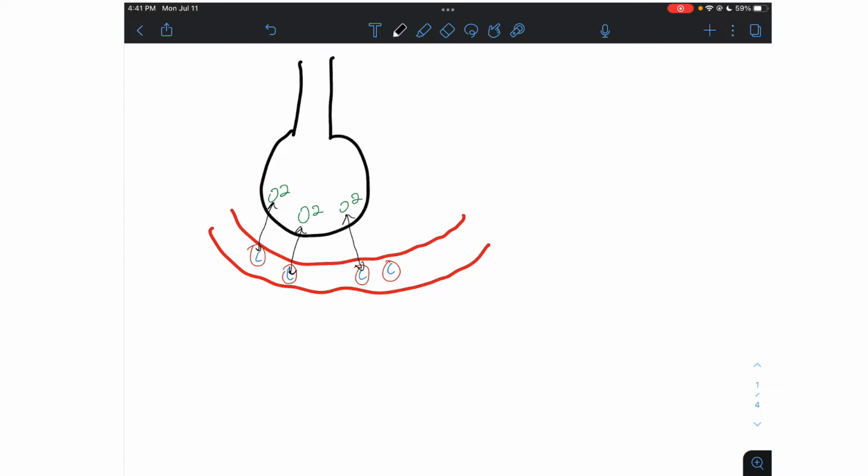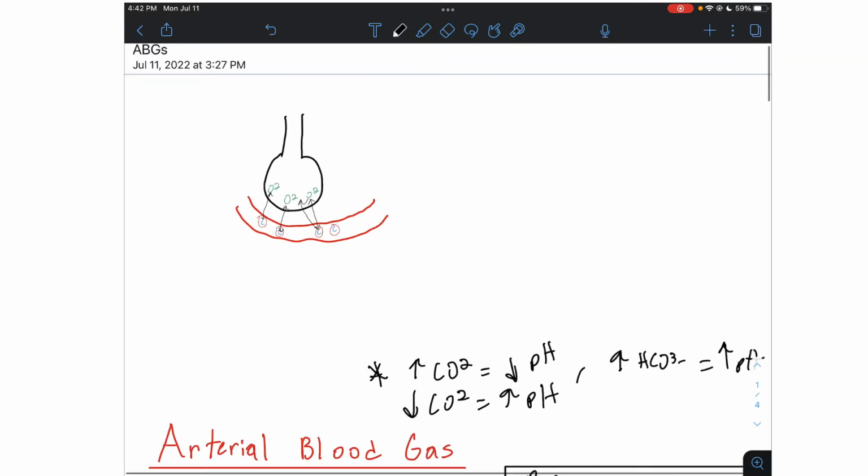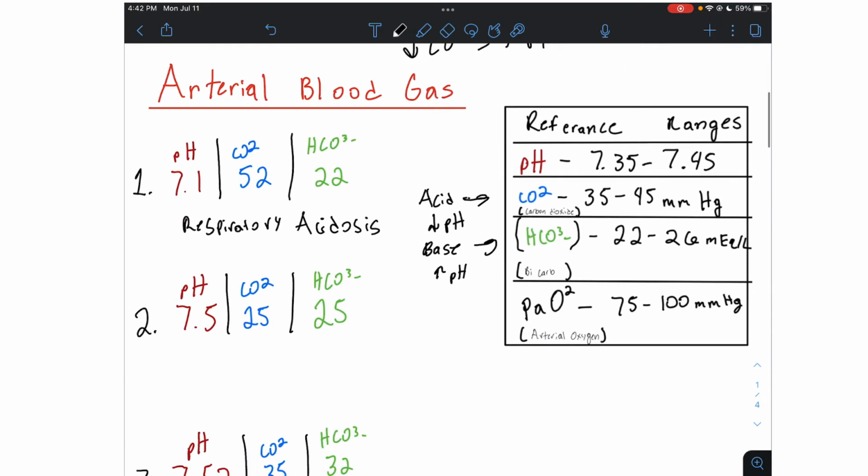And so then the CO2 is going to move into here, the alveoli. And when we breathe out or exhale, we're getting rid of that CO2. Okay, so hopefully that gives you a good understanding of what's going on in the body here.